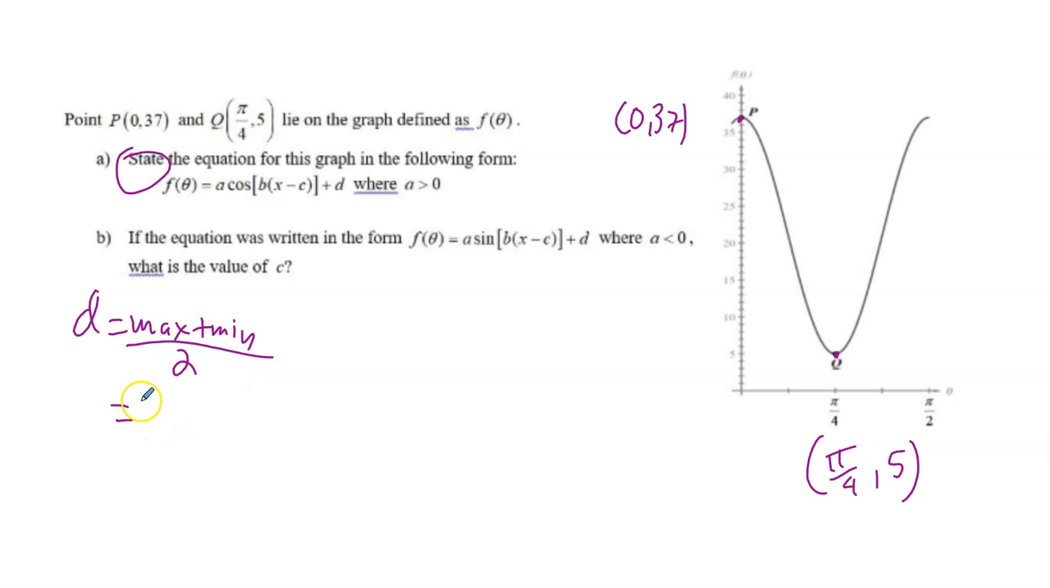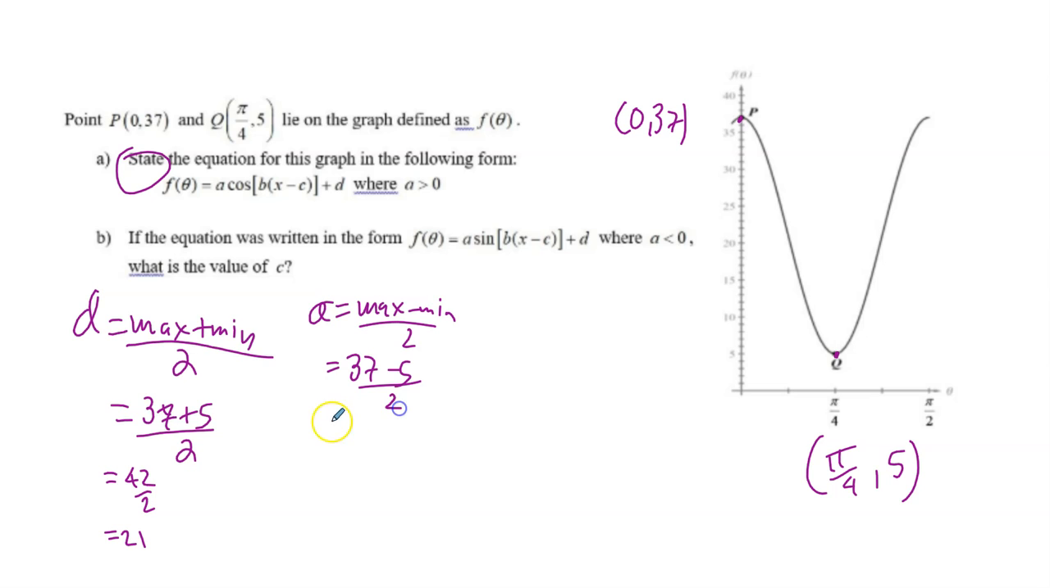So 37 plus 5, which is 42 over 2, which is 21. Next, A, max minus min over 2. So 37 minus 5 over 2, 32 over 2 is 16. Now if we're doing a cosine function, then this is an unshifted cosine function. A cosine starts at the y-axis and the maximum. So in this case, c is equal to 0. All this is for part A.